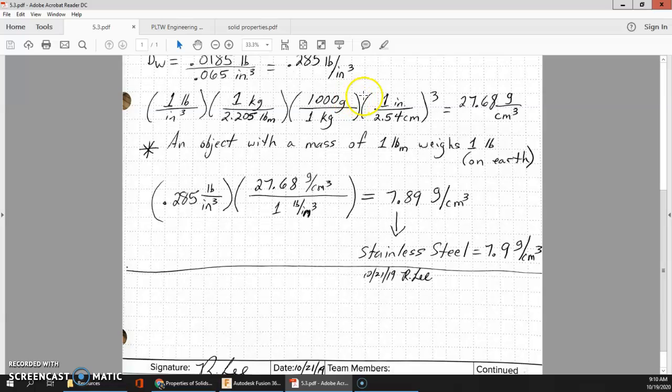And then we want to cancel out cubic inches. So 1 inch cubed is 2.54 centimeters cubed. So we cancel pounds, we cancel kilograms, we cancel cubic inches, and we're left with cubic centimeters. So we have grams per cubic centimeter. So 1 pound per cubic inch is equal to 27.68 grams per cubic centimeter. This is weight density converted to an equivalent of mass density.